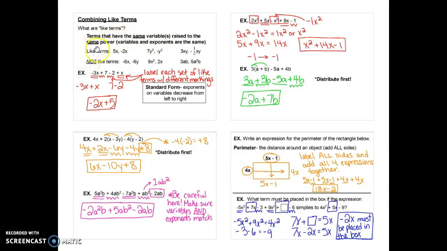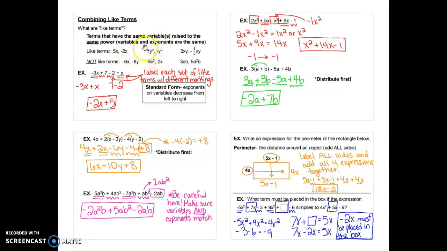So a few examples of actual like terms: 5x and a negative 2x. Okay, both of the variables are an x and they are both raised to the first power. Okay, if you don't see an exponent there, it's actually a 1. It's just known to be there. Okay, so this is 5x to the first power and a negative 2x to the first power.